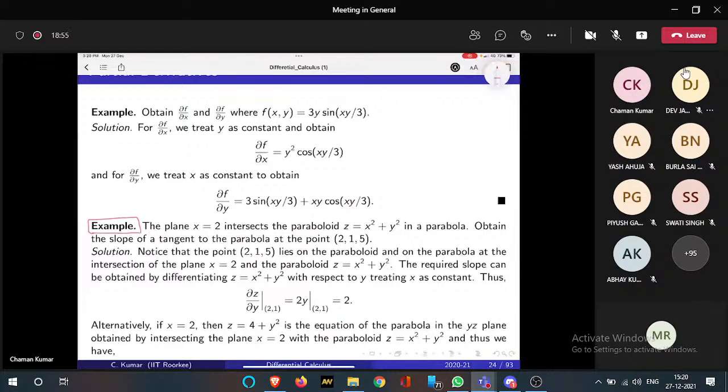So now you have this example. The plane x is equal to y intersects the paraboloid z is equal to x square plus y square in a parabola. Obtain the slope of the tangent to the parabola at the point 2, 1, 5.